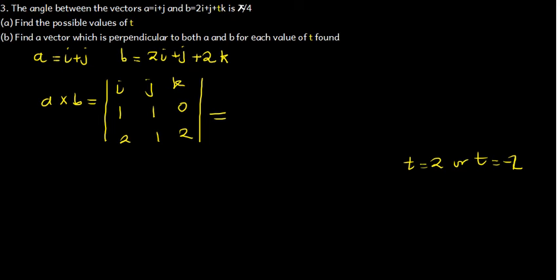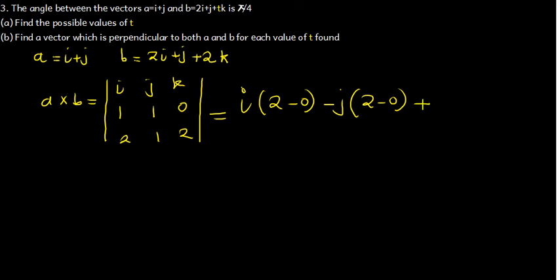So that is going to be equal to, first i, we remove the row and the column, the matrix which remains, find its determinant, and then we go to negative j. Always to this one you need to attach a negative sign. We remove the row and the column, the matrix which remains, we find this determinant to be 2 minus 0. Then we go to positive k, remove the row and the column, the matrix which remains, we find this determinant. And so this is going to give us 2i minus 2j and then negative k. So this is a vector which is perpendicular to both a and b when t is equal to 2.